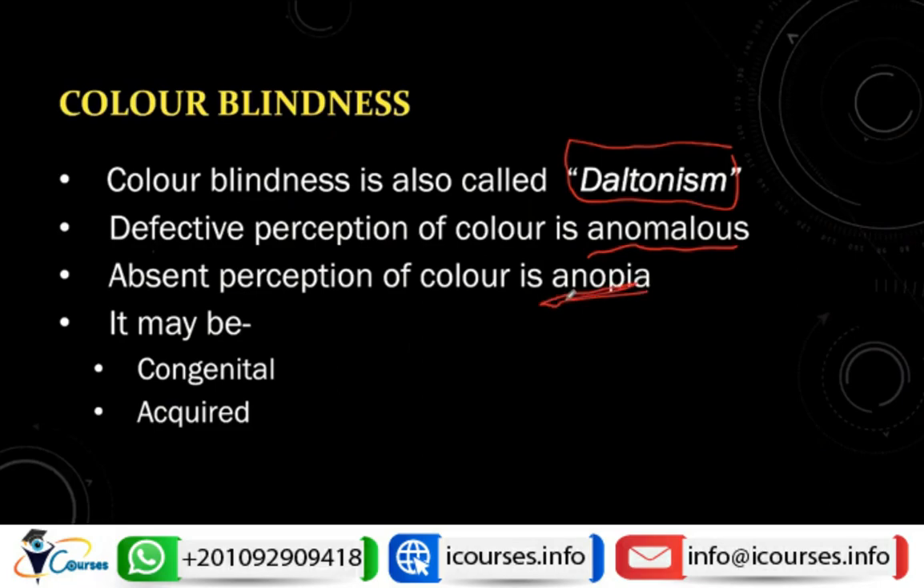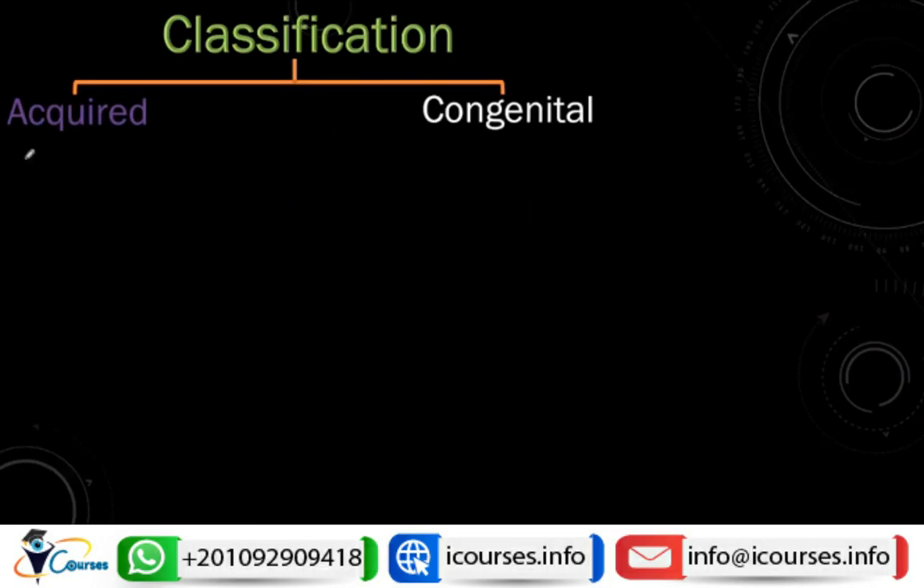So again, if there is a problem of the cones that see color, this is called anomalous: the cones are not functioning well, but they have some degree of function. But if the cones are not functioning at all, then this is called anopia. And the color blindness can be either congenital or acquired. Let's see the classification of color blindness. We will leave the acquired now, and talk about the congenital.